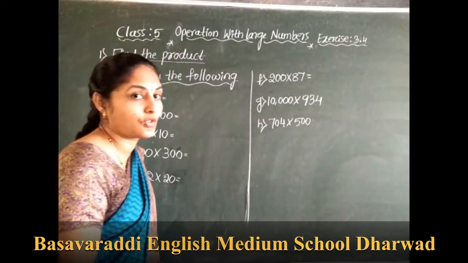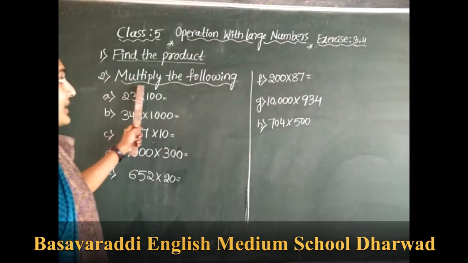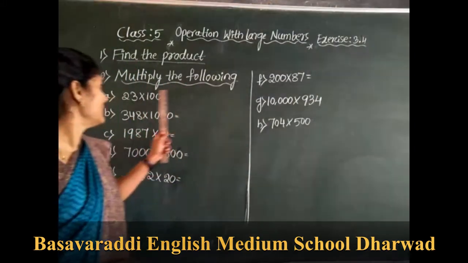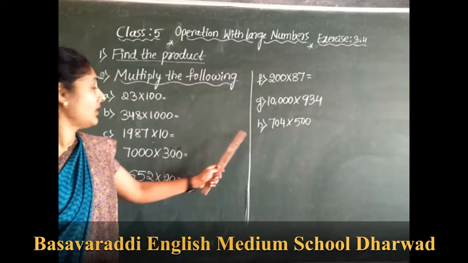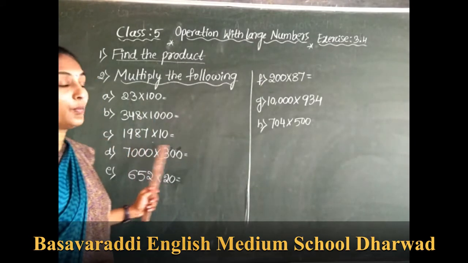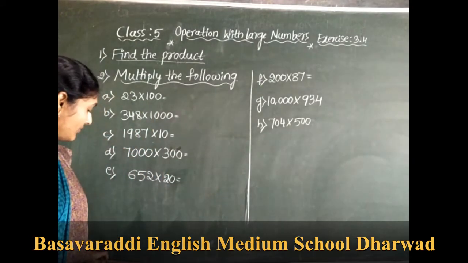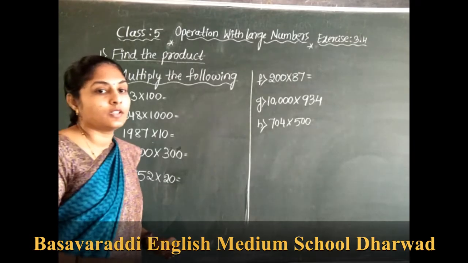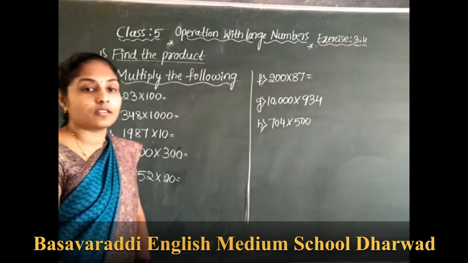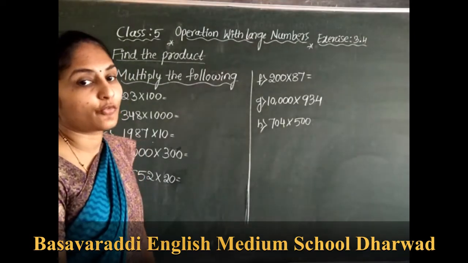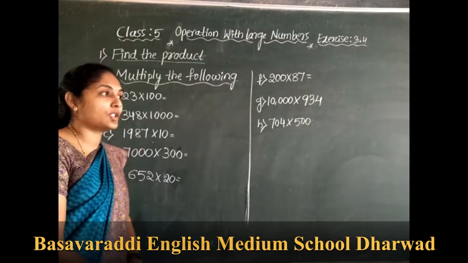What is the second question there? The second question is multiply the following. There are 8 problems there, so we do them one by one. In this case, multiply with the non-zero part first, then put the zeros there.